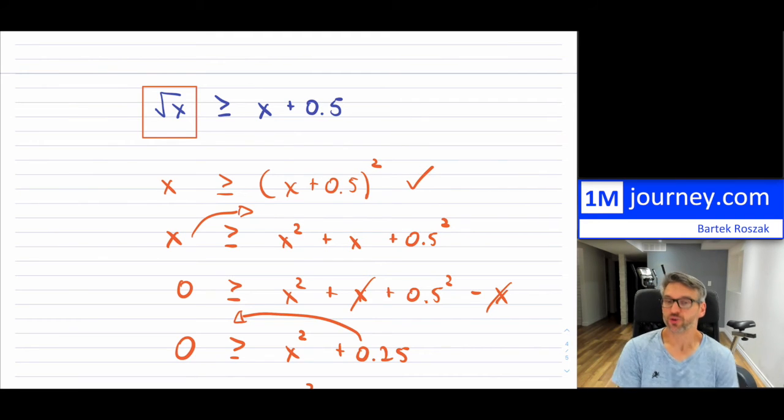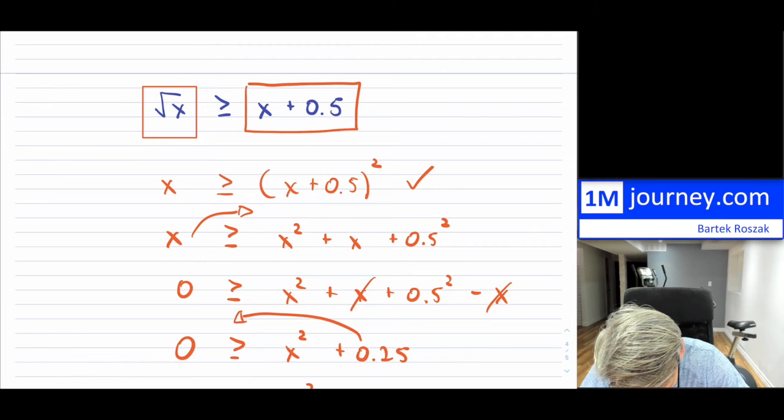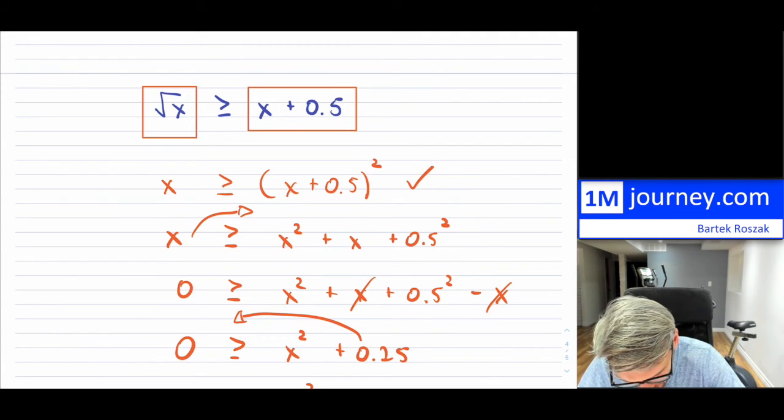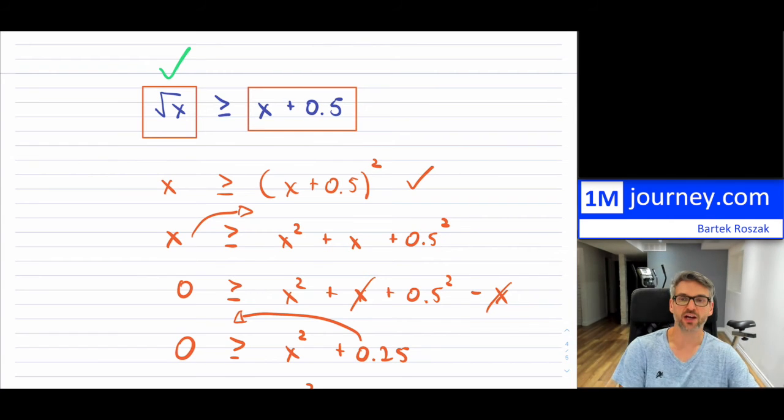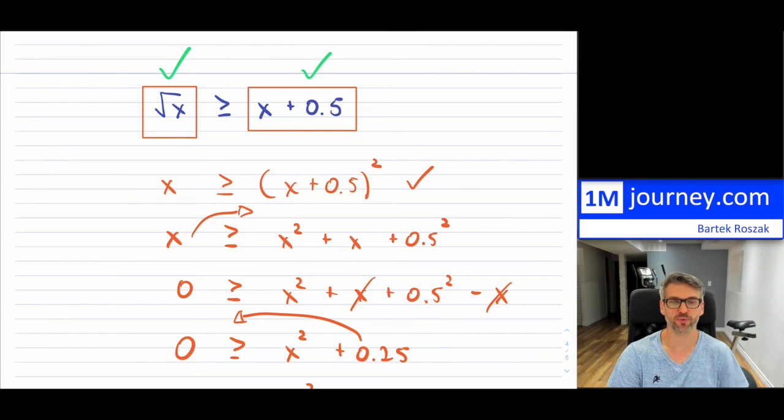And now, instead of trying, you can certainly try to manipulate the inequality, but what I suggest is always to go back and think, what am I really trying to do? What I'm trying to say is, when is the square root of x greater than or equal to this x plus 0.5? That's what I'm really trying to do in this particular case.